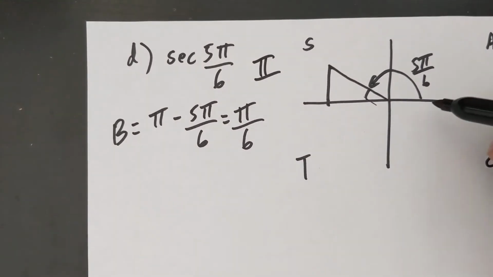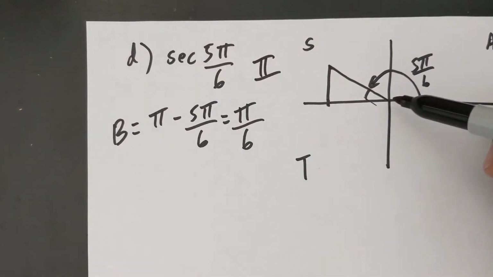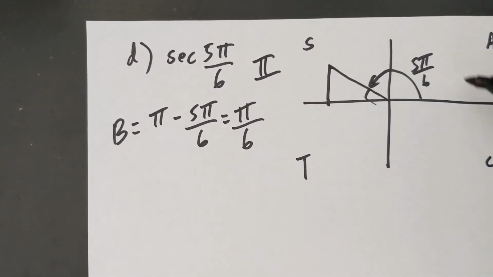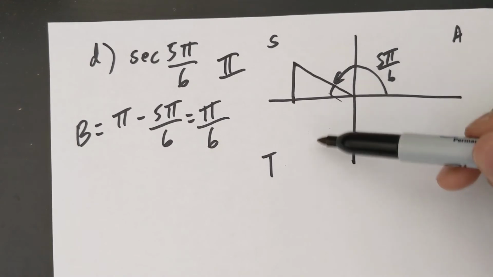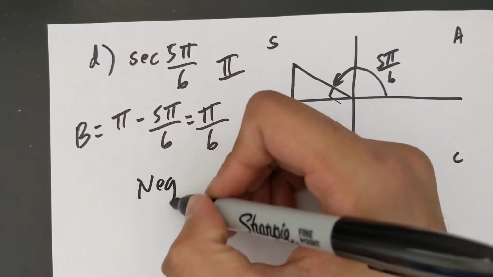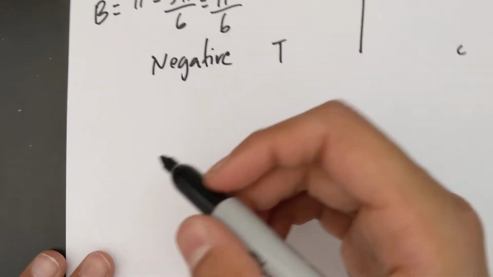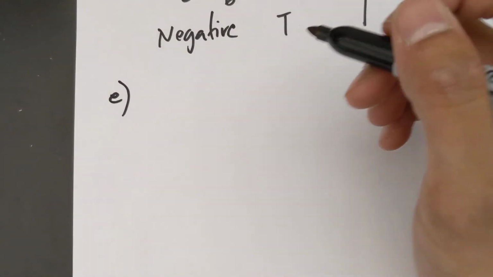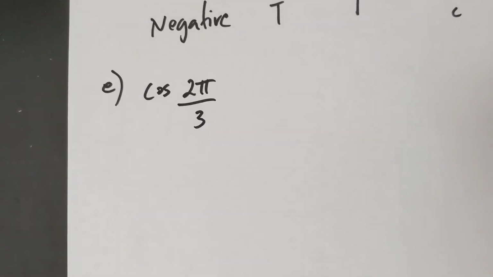And then if I want to find the sign, sec is the same as cos. And if I look at this over here, cos is positive in these two quadrants, A and C, which means cos is negative in these two. So my solution for the sign of the ratio is negative. Cos 2 pi over 3 as the next one.